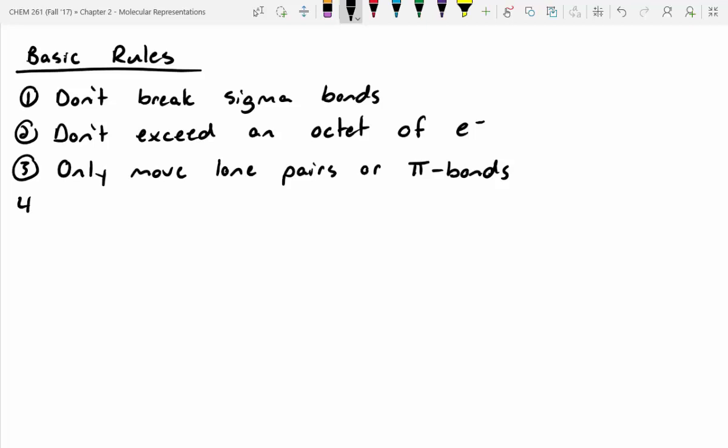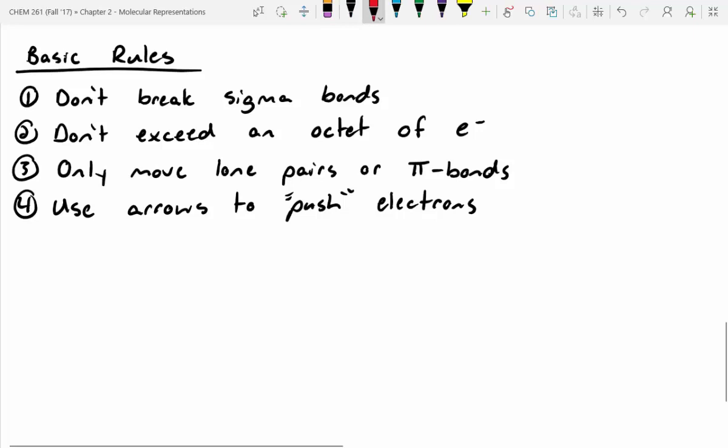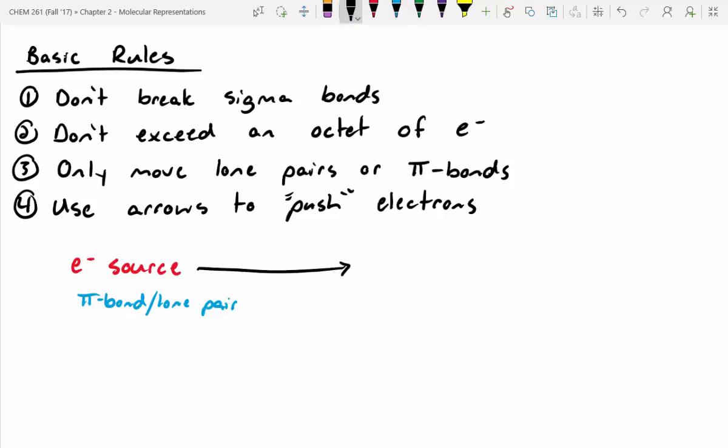All right, and then the last one is you use arrows to push electrons. And I'll show you how to do electron pushing. So typically we have some sort of electron source. This is going to be your pi bond or lone pair. And your electron arrow always starts from the source and goes to the location that the electrons end up on.